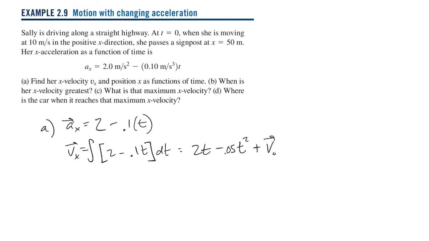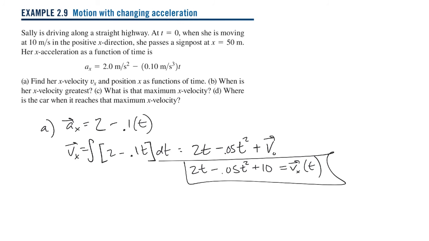Now, if we go back to the question, we're going to have to find that initial velocity information. So we need to read and see what it says. It says at time equals 0, she is moving at 10 meters per second in the positive x direction. So that's a positive 10 for that v sub 0. So we get 2t minus 0.05t squared plus 10 is equal to our velocity function in the x direction. Now we've got to take that and integrate it in order to get our x, or our position function.